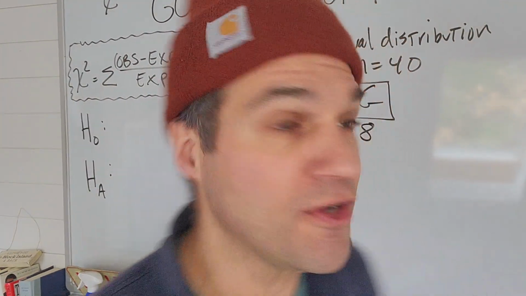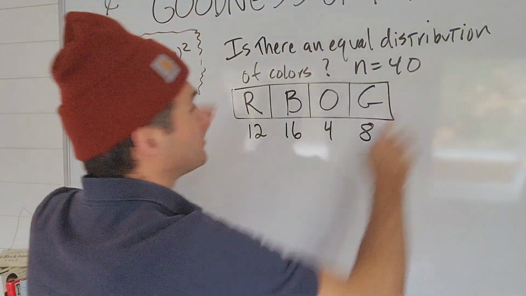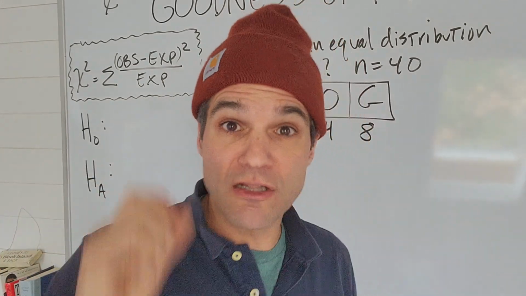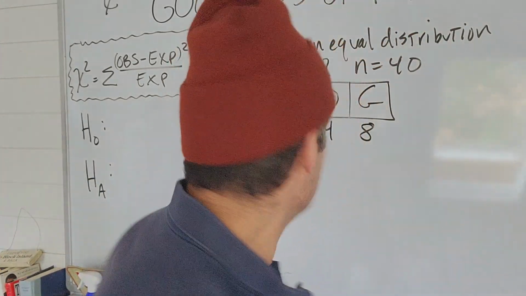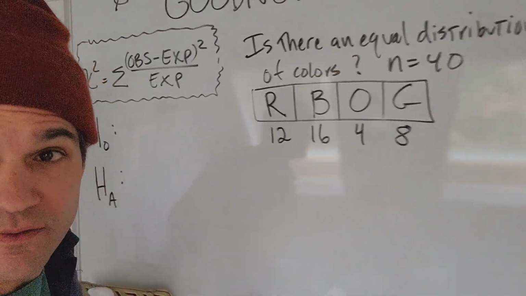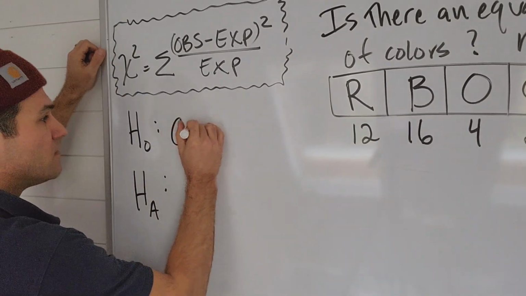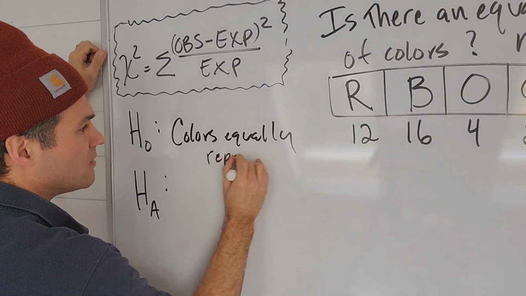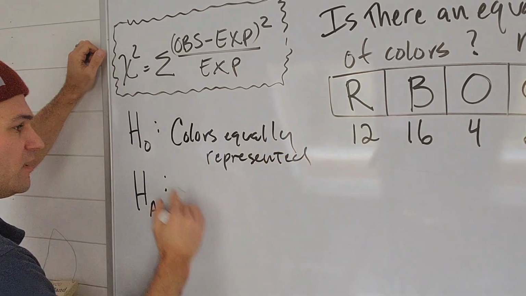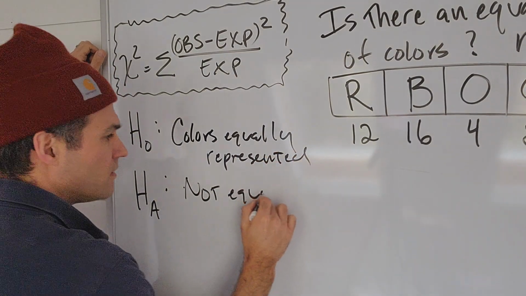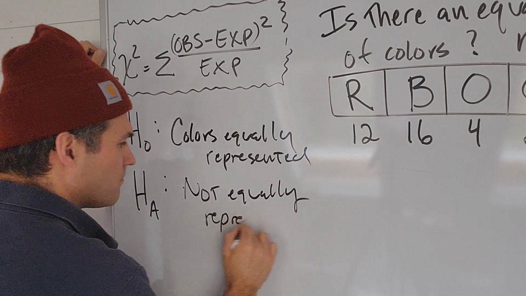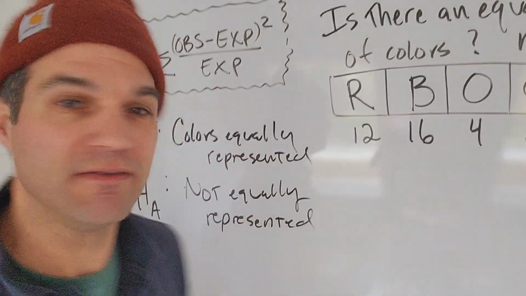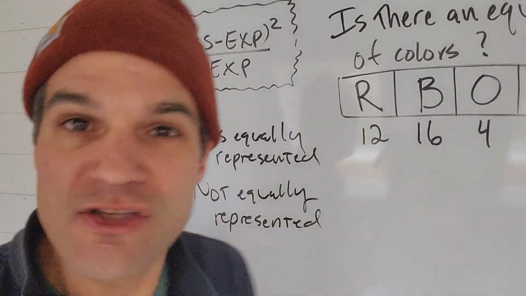So what is my null and my alternative going to be? Well, I want to see if there's an equal distribution, okay? Because I feel like they're not. So I'm going to assume that there is an equal distribution and then look for evidence to see if there's not, okay? So my null is going to be colors are equally represented. My alternative is they're not equally represented. Okay, basically, it fits an equal distribution, it fits or it doesn't fit, okay? So that's my null and my alternative.